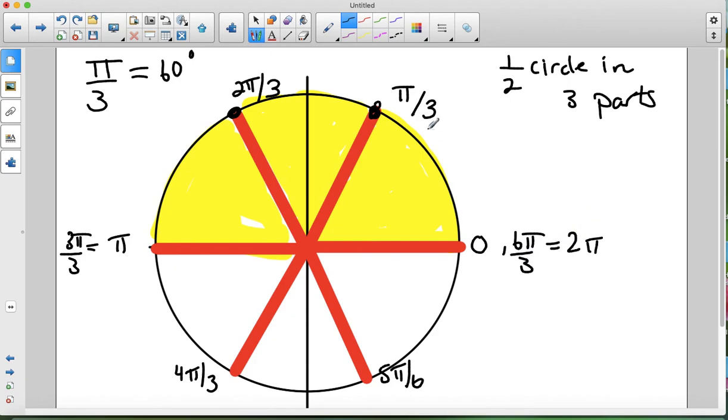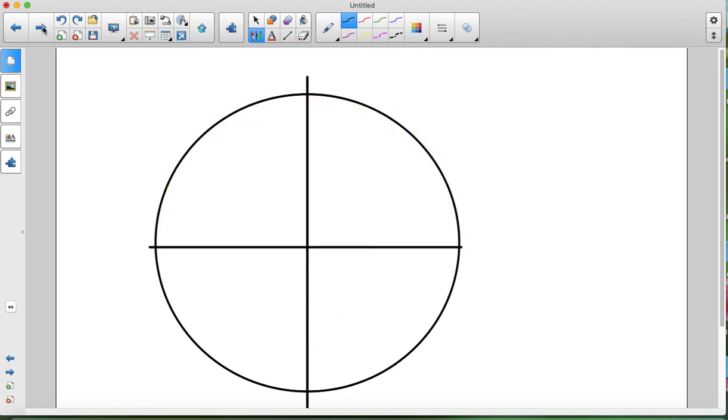Of course, you could continue 7 pi over 3, 8 pi over 3, 9 pi over 3, 10 pi, 11 pi, 12 pi, 14 pi, all over 3s. You continue over and over and over again. Now we're going to move on to the next circle. We're going to do now pi over 4.